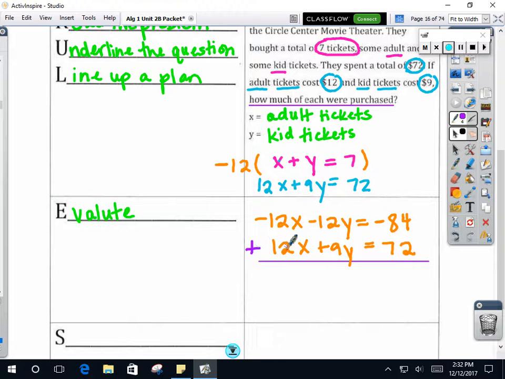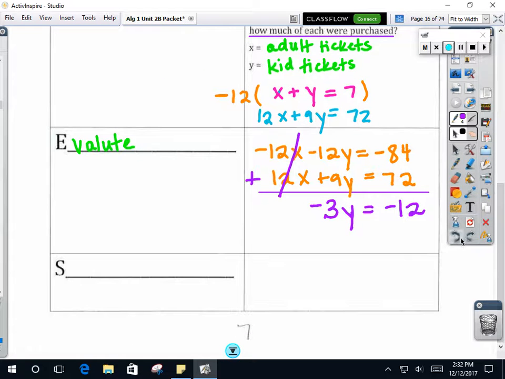-12x plus 12x cancels out. It eliminates. -12y plus 9y becomes, and -84 plus 72 becomes. Okay, now to solve for y, what do we do? Divide by -3. And so y equals 4.